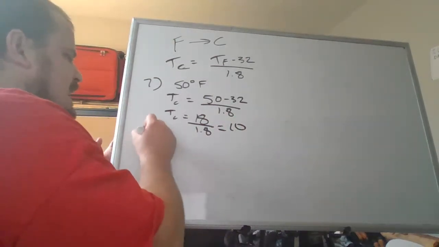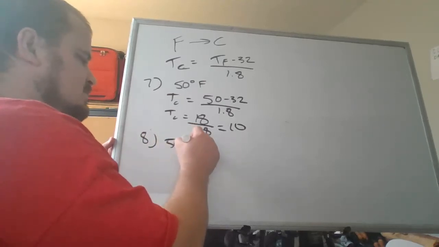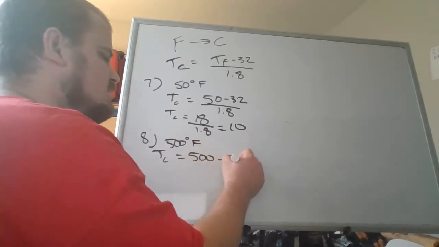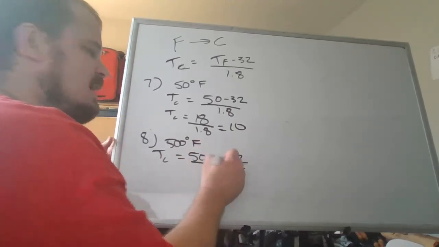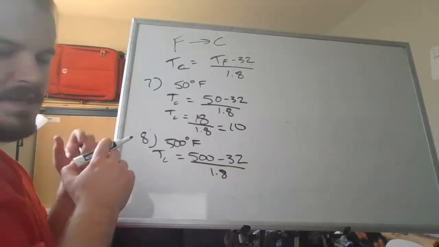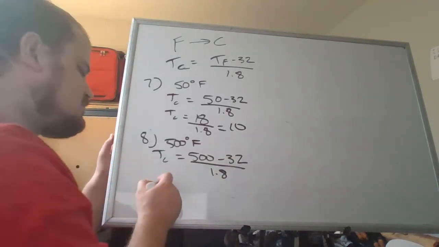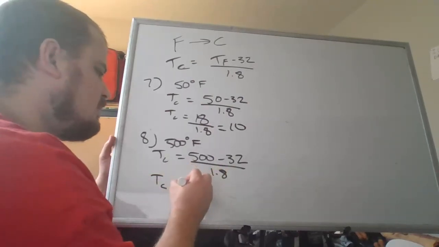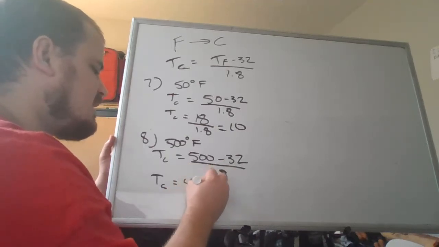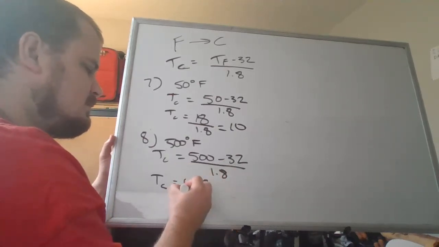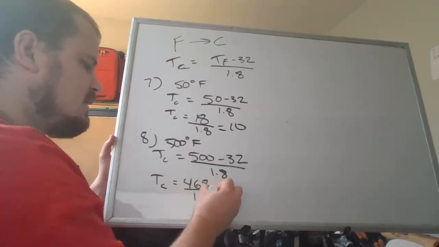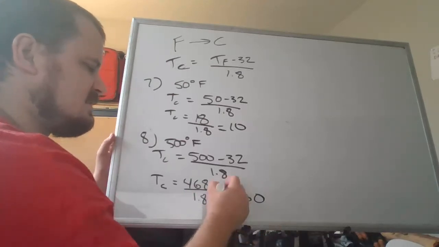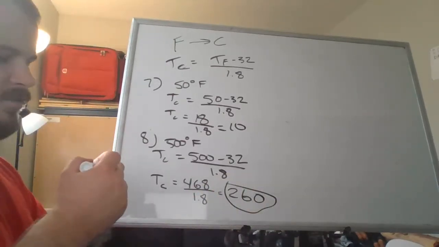And then for number 8, we're going to do 500 degrees Fahrenheit. So temperature in Celsius is going to be 500 minus 32 over 1.8. Okay, and so when we do 500 minus 32, we're going to get 468 over 1.8. And then when you do 468 divided by 1.8, you end up with 260. And so that's our final answer for number 8.